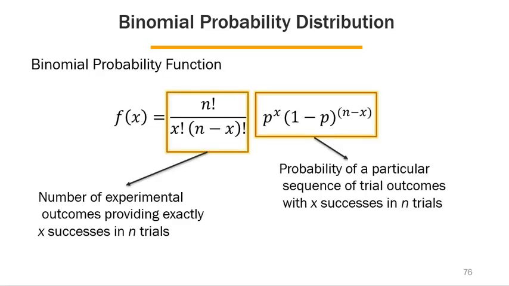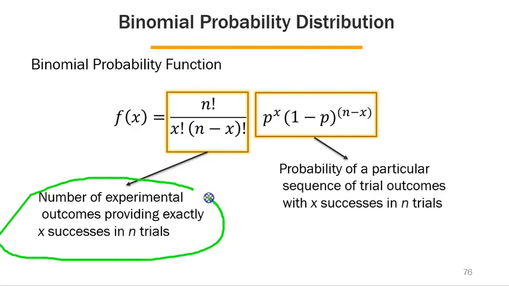It can be broken down into two basic parts, just conceptually to think about here. So in this part over here on the left-hand side, it's the number of experimental outcomes providing exactly x successes in n trials. So think about this as maybe the counting rules that we're reading over here on the left-hand side. And on the right-hand side, we've got the probabilities going on in here, and it's the probability of a particular sequence of trial outcomes that have x successes and n trials. All right, and then this would be on the left again, the number of different possible sequences that there would be.